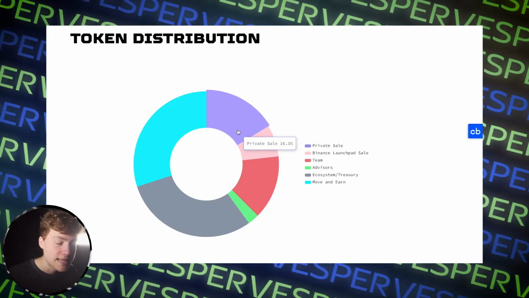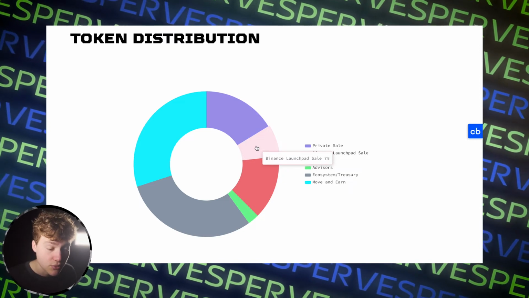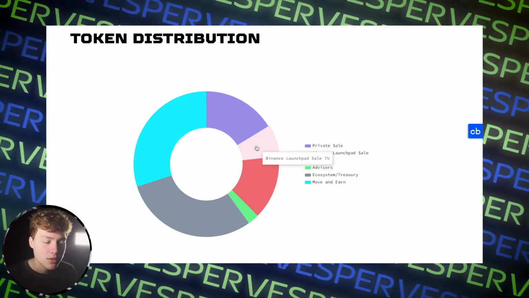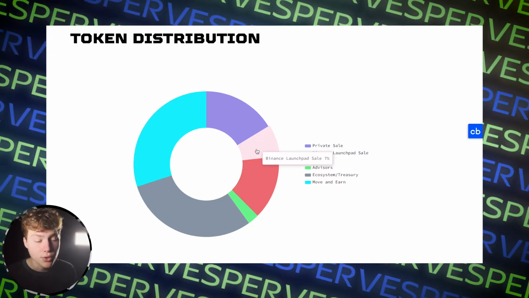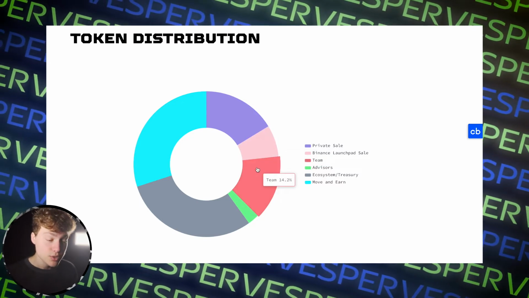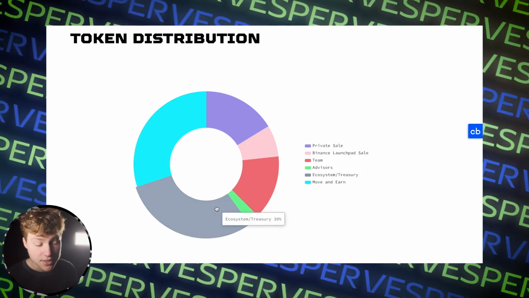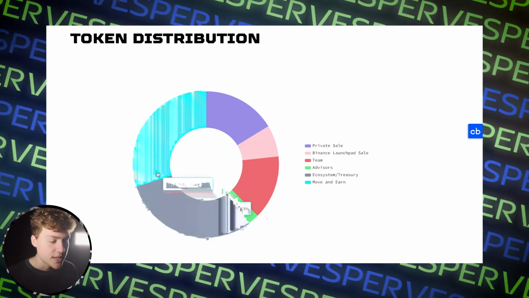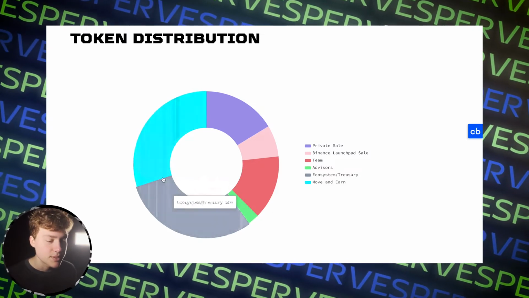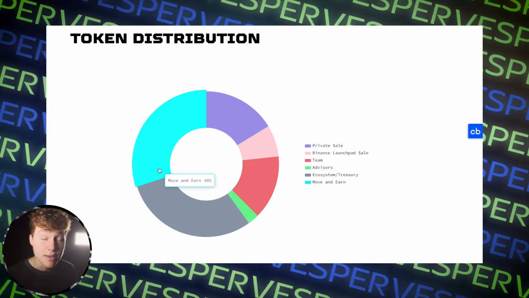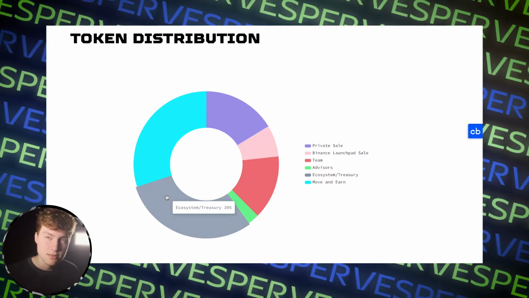In the case of Stepan, they have 16.3% for private sale. They have 7% for Binance Launchpad sale, or in other words, this is the public round when everyone can participate, or IDO. They have 14% for the team, which is quite a lot. They have 2.5% for advisors, and 30% is for ecosystem or treasury, and then 30% are for move and earn. So both of these pieces of the donut are meant for the ecosystem, which makes it 60% for the ecosystem, and this is really, really good.